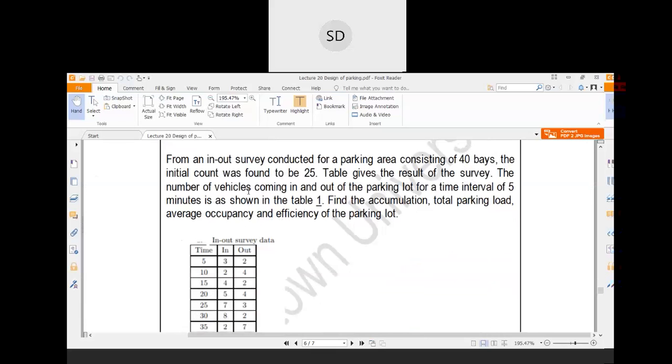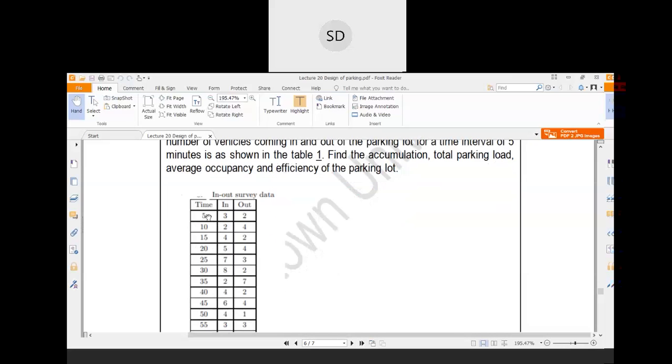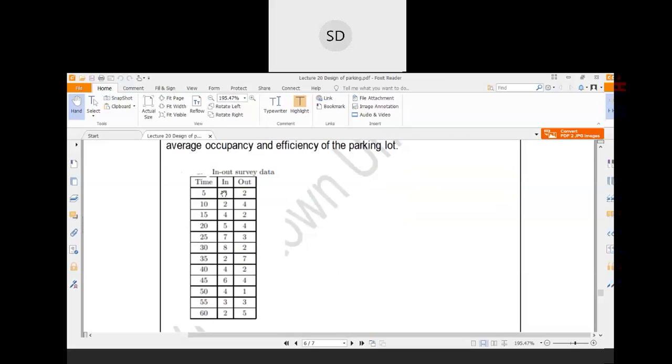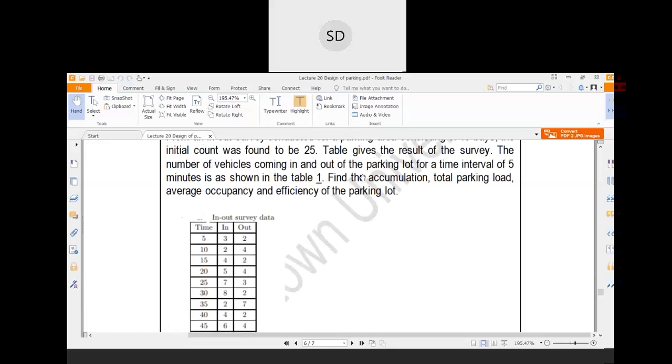Now this is a numerical example. From an in-out survey conducted for a parking area consisting of 40 bays, the initial count was found to be 25. So this table gives the results of the survey. These are the different time intervals. This is the in and out number, that is, 3 vehicles in for parking and 2 vehicles out from that area. These are the in and out at different time instances. From this you need to find out the accumulation, total parking load, average occupancy and efficiency of the parking load.